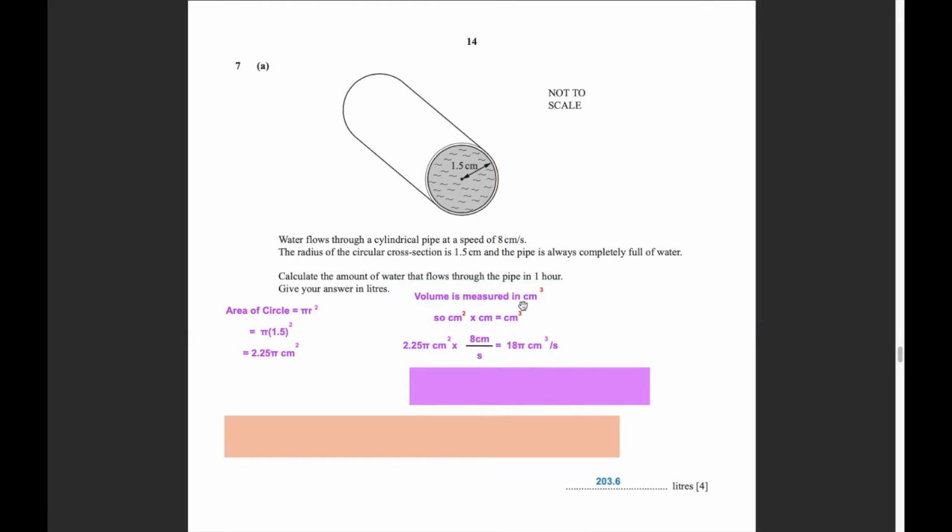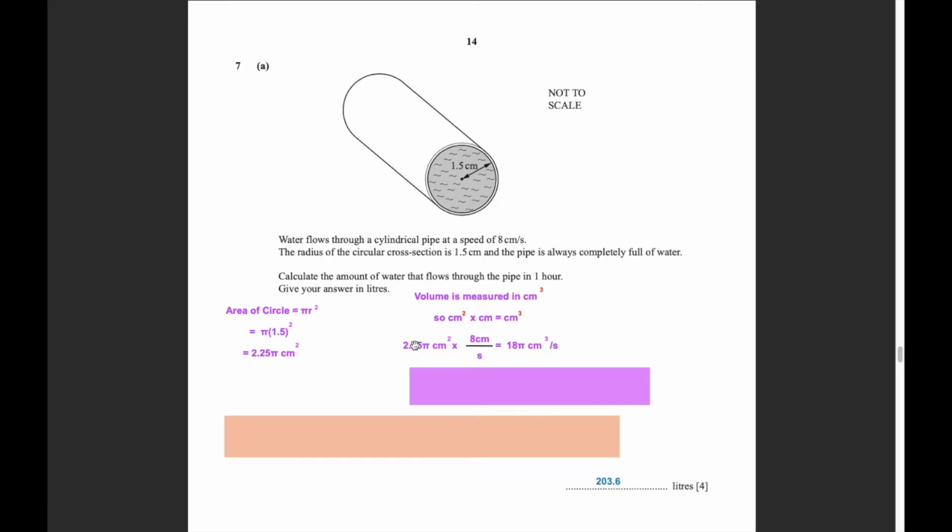So volume is measured in centimeters cubed, right? So how do we get there? We know that centimeter squared times centimeter is centimeter cubed, just like x squared times x is x cubed. Here there would be a 1, but we don't really write the 1. And when we multiply something with the same base, which in this case is a centimeter, we're going to add the powers. So 2 plus 1 gives you 3. Now, where can we get that extra centimeter? You'd notice we can get it from the rate, which is 8 centimeters per second.